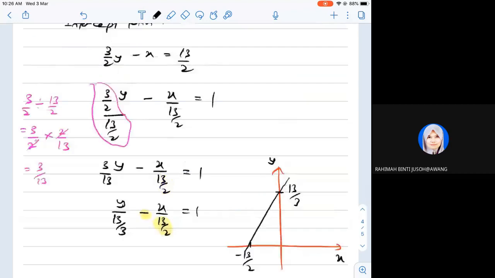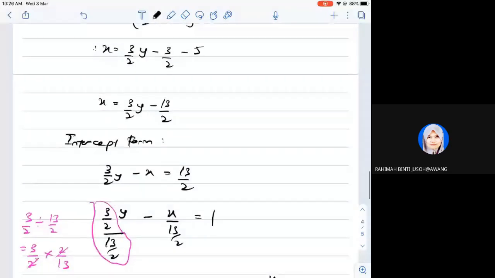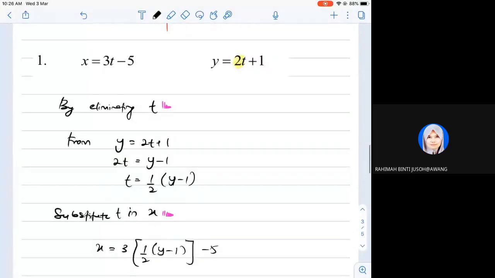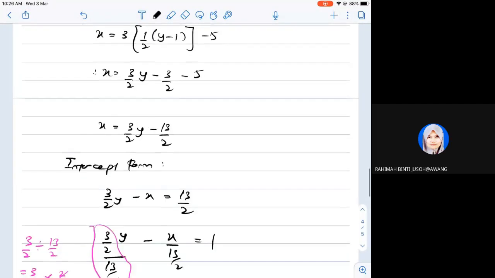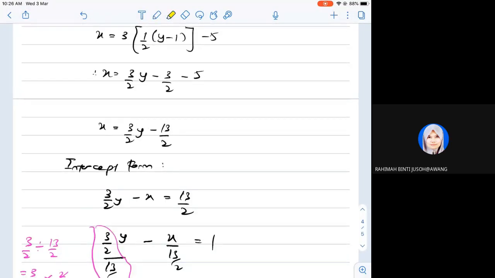Okay, so now, okay guys, from these steps, highlight sikit yang ni, this one. Yang warna yellow ni tadi yang kita dapat daripada eliminating T tu, ini adalah you all punya rectangular equation. So dalam test nanti kalau dia suruh cari rectangular equation, maksudnya dia nak equation dalam bentuk X dengan Y sahaja. Okay, so you can leave your answer like this. You can get 2 marks for this.